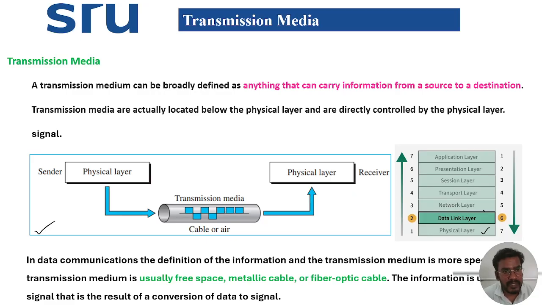So coming to transmission media, how it should be performed from sender to receiver. A transmission medium can be broadly defined as anything that can carry information from source to destination. For example, here is a sender. The sender sends the file through the transmission media, via cable or via air in a wireless network, to the receiver. The transmission media are actually located below the physical layer and directly controlled by the physical layer.